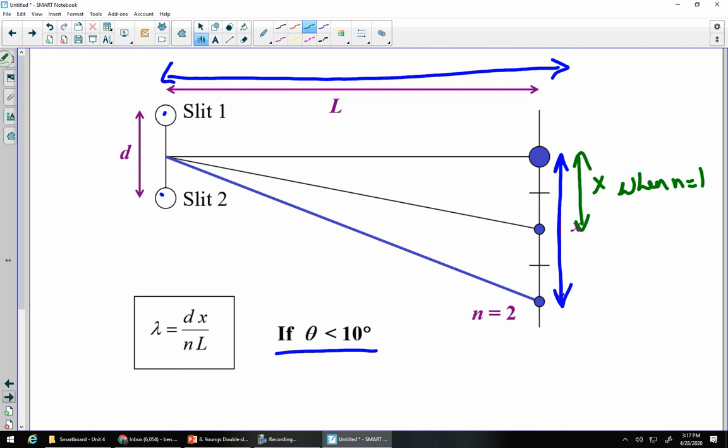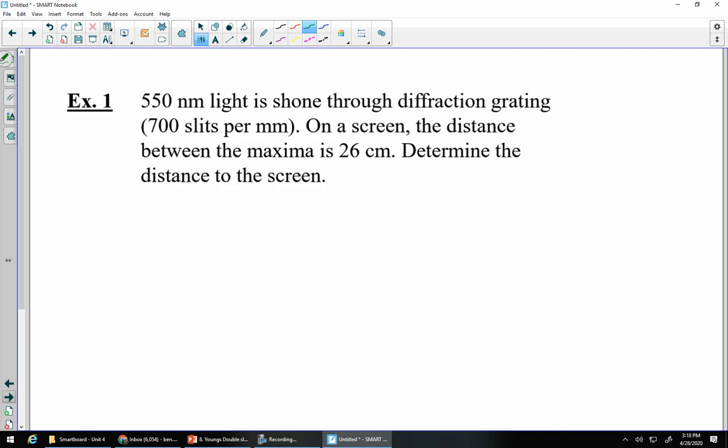Cool, and if you want a challenge, and this is actually quite a challenge, it's mostly for your Math 30 and 31 people out there, see if you can figure out why this only works for angles less than 10 degrees. Cool, okay, let's jump in.